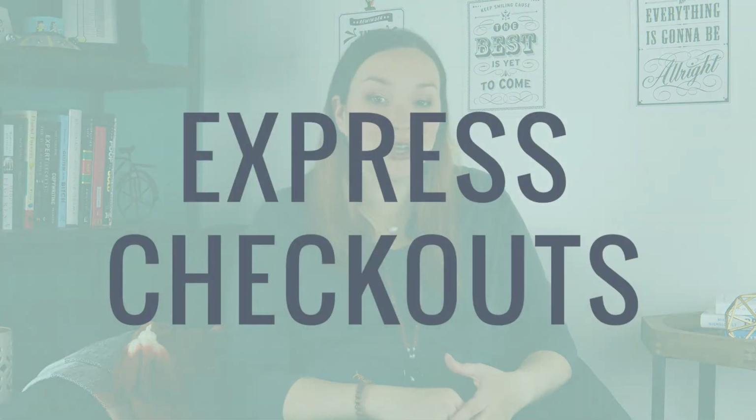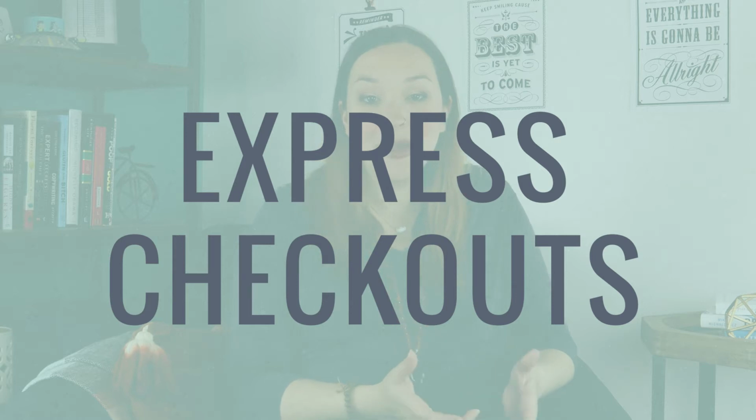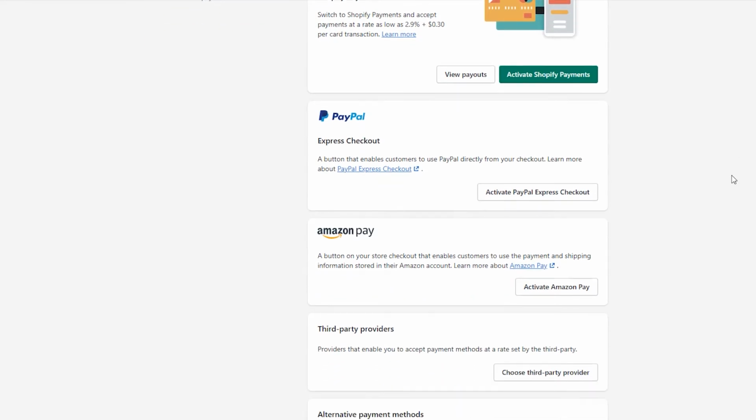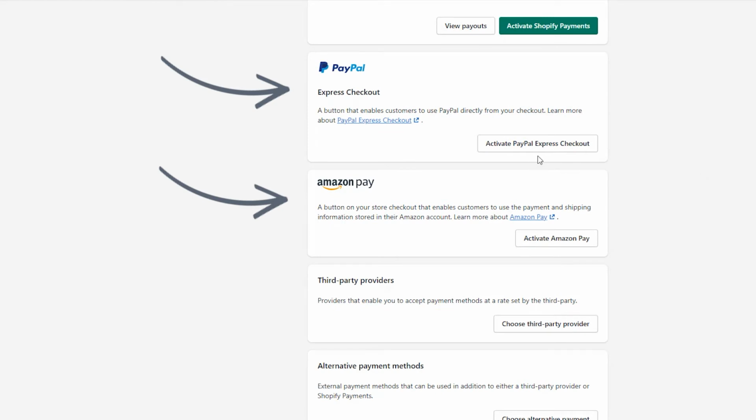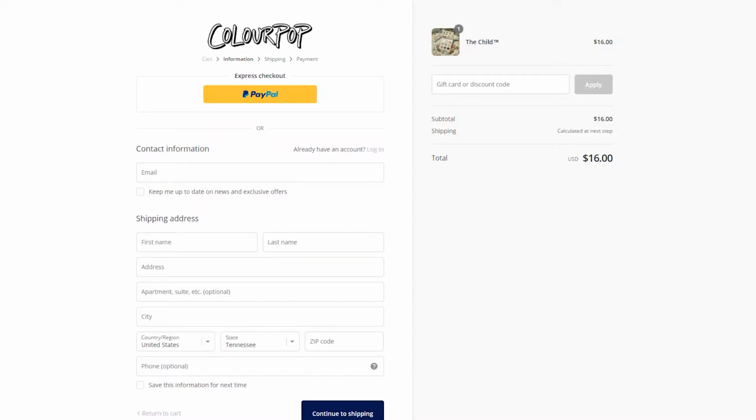There are also express checkout options like PayPal Express and Amazon Pay. These can be really helpful because people already have their credit card information, shipping information, things like that set up with these providers. So it makes it a faster checkout process for your customers, which faster checkout is always better. So you can easily set up these options for your Shopify store so that customers can easily pay you on your site and pull in all of that information automatically.